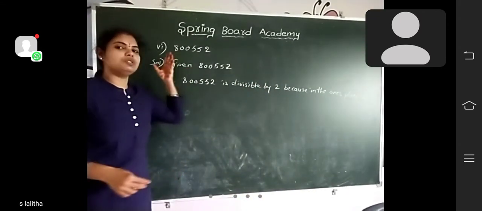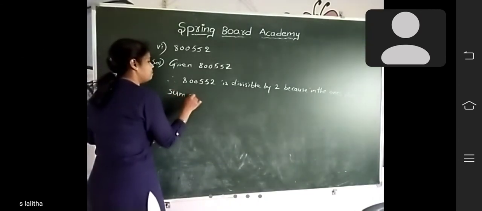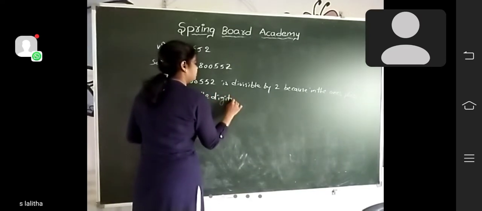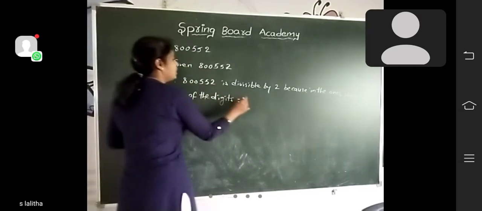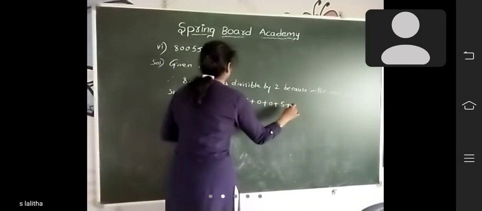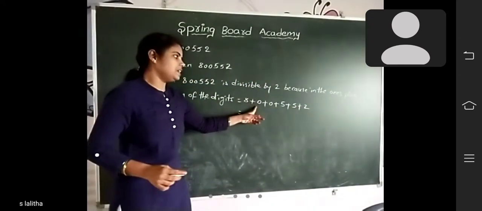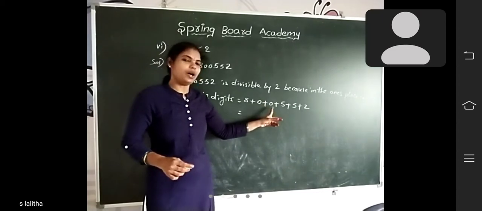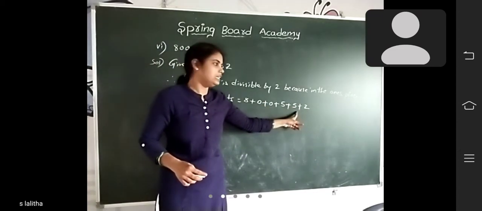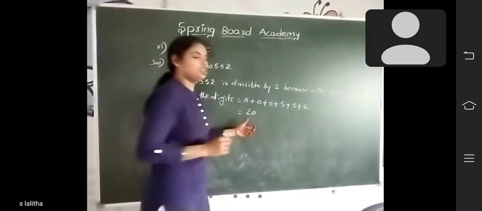Next, is it divisible by 3, children? What you can do is take the sum of the digits. Sum of the digits: 8 plus 0 plus 0 plus 5 plus 5 plus 2. 8 plus 0 is 8. 8 plus 5 is 13. 13 plus 5 is 18. 18 plus 2 is 20.